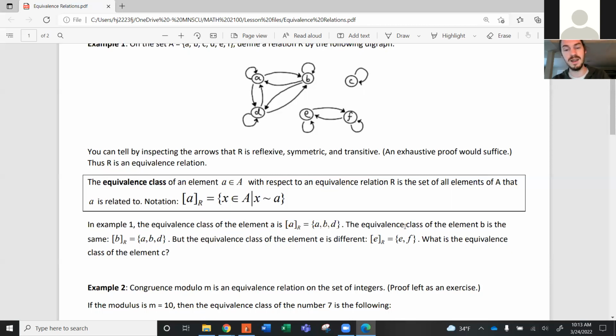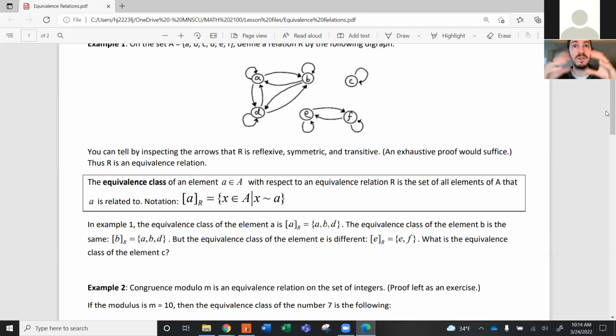But if you take another element like E, the equivalence class of the element E is different, because E is in another sort of disconnected group over here, right? E is connected with F over here. And so E will tell you its equivalence class is itself and F. Does that make sense? If you asked F, what's your equivalence class? F would tell you the same thing. It's E and F.